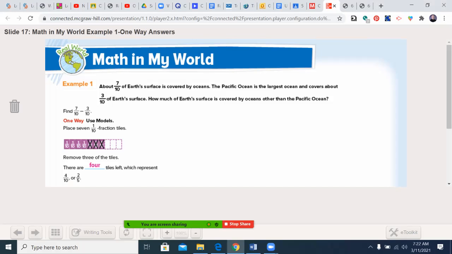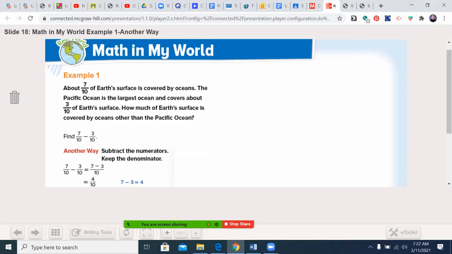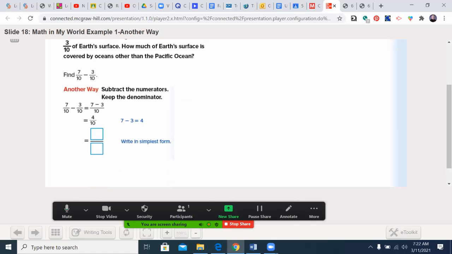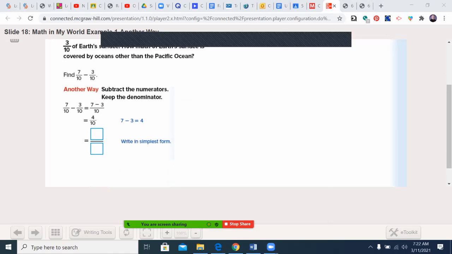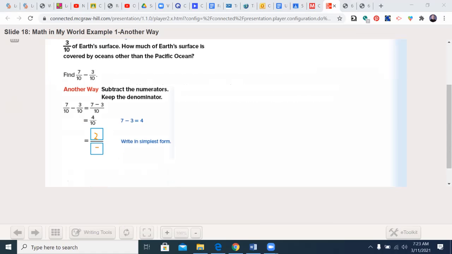Let's go to the other way. And the other way is similar to addition, except we're subtracting. Again, we keep the denominator. We never subtract it. No, nyet. I want to learn a few other languages to say no in. So 7 - 3 = 4. And I had the 4/10 because I don't do anything to the denominator. I divide top and bottom by 2, and I get 2/5.